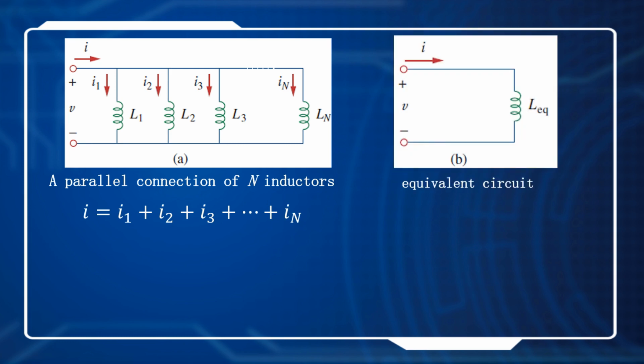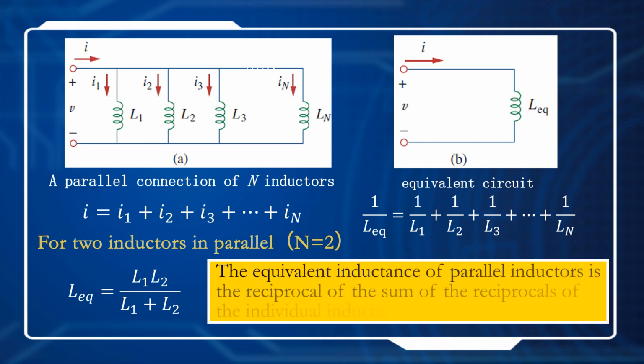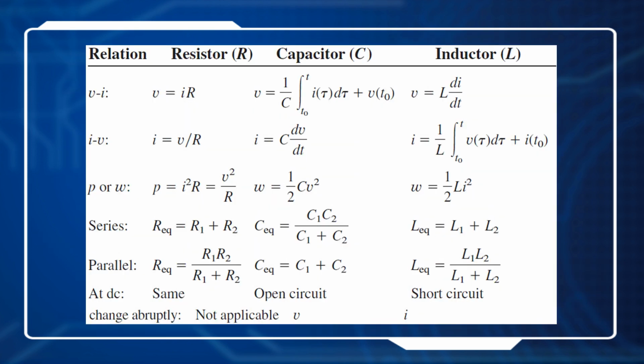The reciprocal of Leq equals the reciprocal of L1 plus the reciprocal of L2 plus, and so on, until the reciprocal of Ln. For two inductors in parallel, we can get a simple equation: Leq equals L1 multiplied by L2 over L1 plus L2. And the equivalent inductance of parallel inductors is the reciprocal of the sum of the reciprocals of the individual inductances.